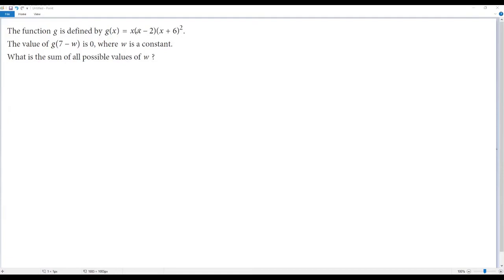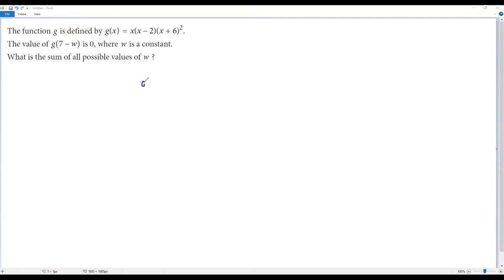The function g is defined by g(x) = x(x − 2)(x + 6)². The value of g(7 − w) is 0, where w is a constant. What is the sum of all possible values of w? Okay, now let me consider this information.